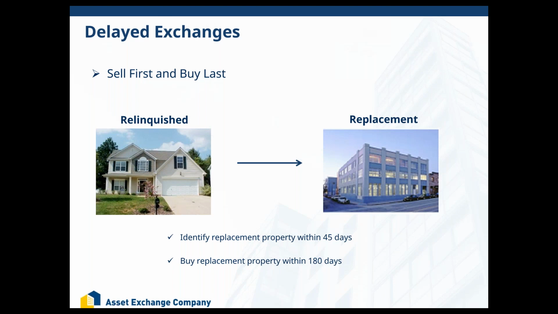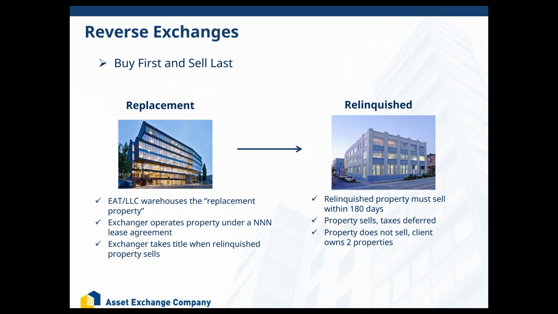But there's a few other types of exchanges I want everybody to realize are out there. Okay, there's another type of exchange. It's referred to as a reverse exchange. Now, the reverse exchange works just the opposite of a delayed exchange. It's actually where you buy first. You buy your replacement property first, and then you sell your relinquished property last. Okay, they can work something like this.